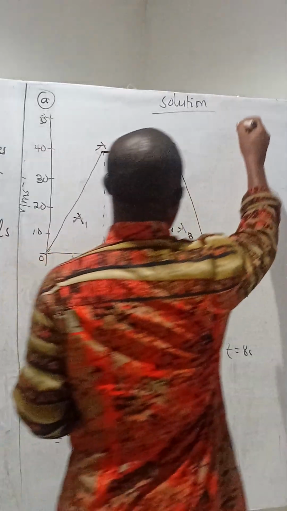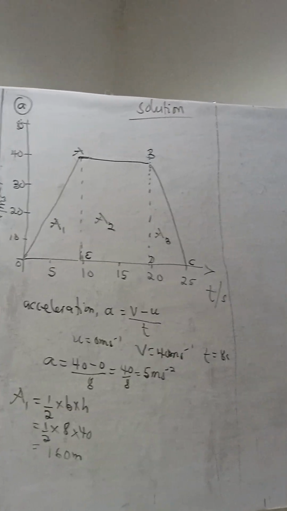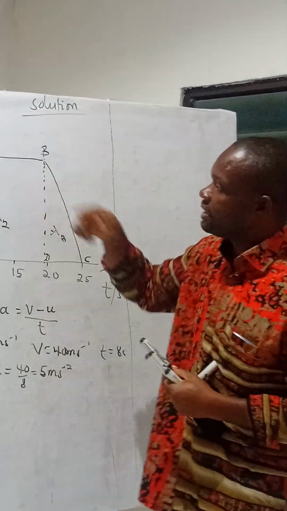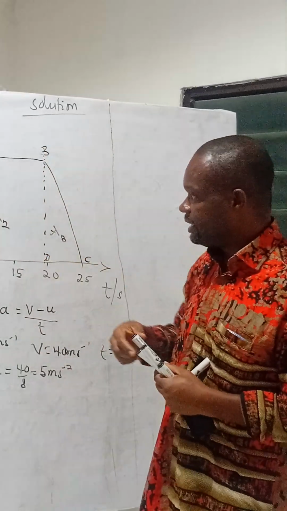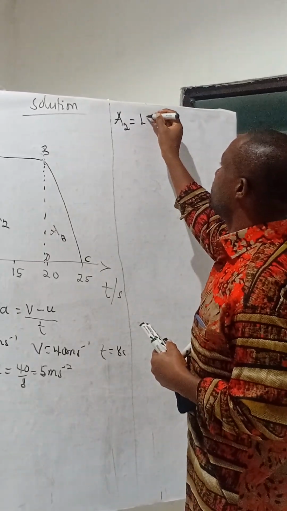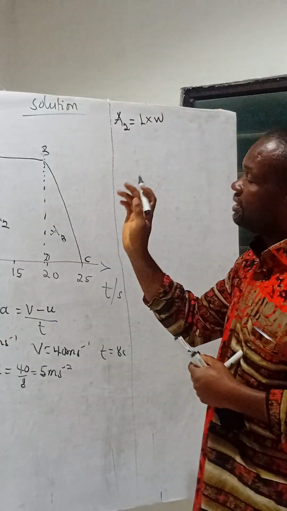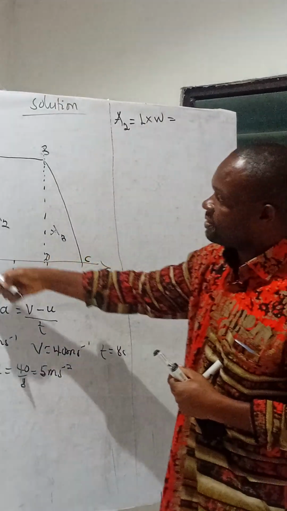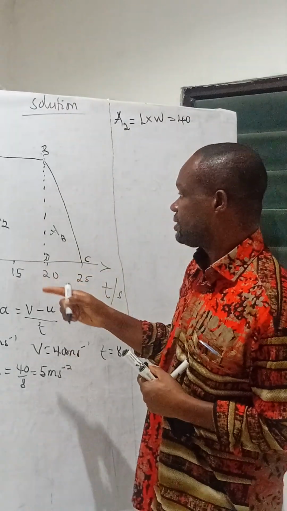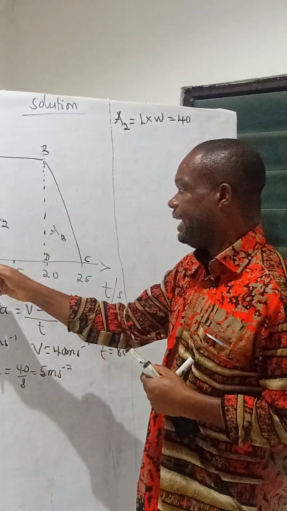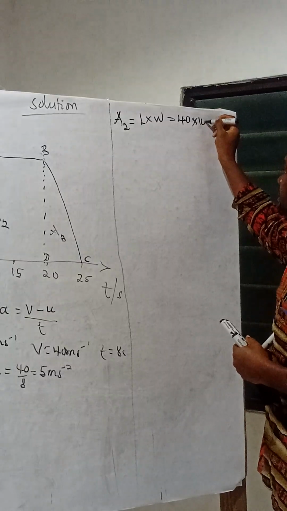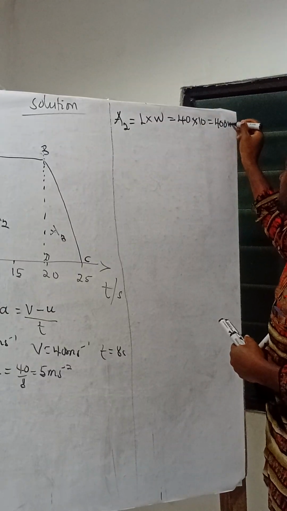Then let us find area 2. What will be area 2? Area 2 is a rectangle. You see A, B, D, E. So area of rectangle, area 2 will be the length times the width. The length is 40, then the width will be 10, because it is from 8 to 18. So that is 10, and that is going to give us 400 meters.